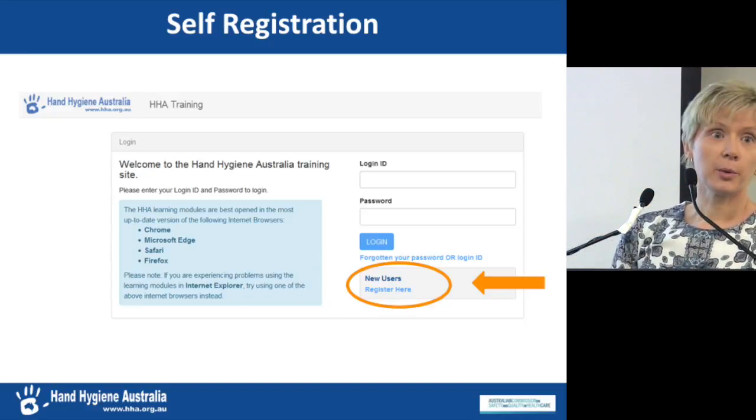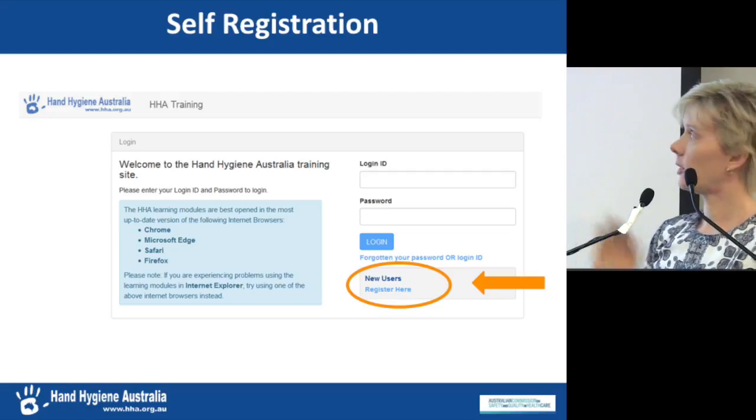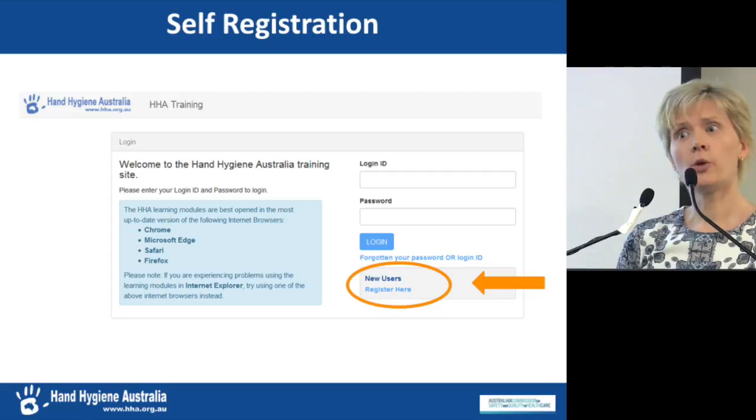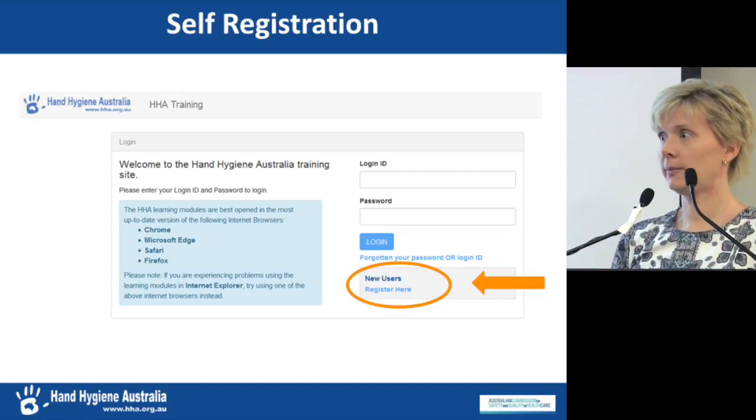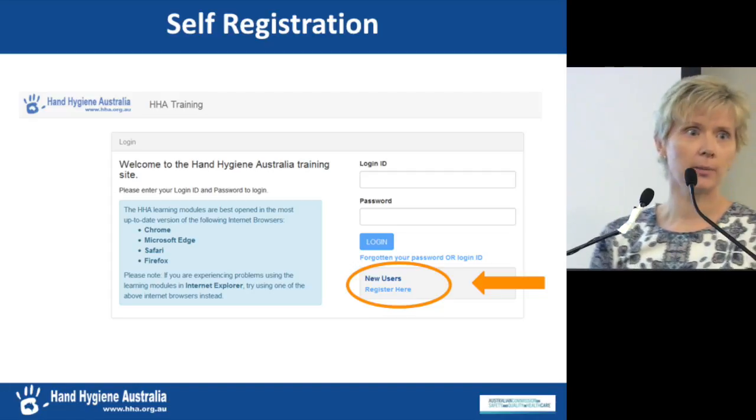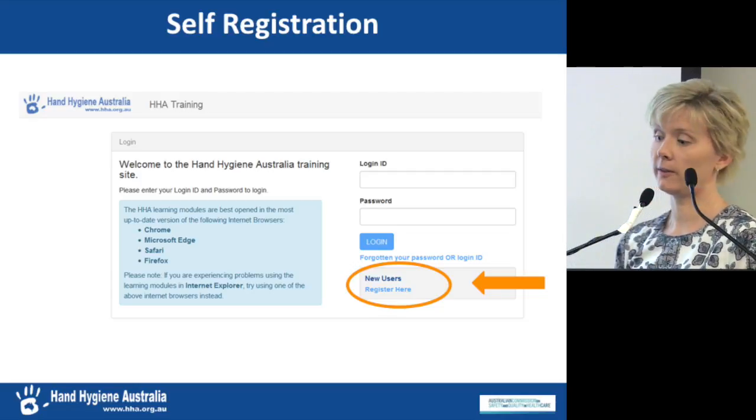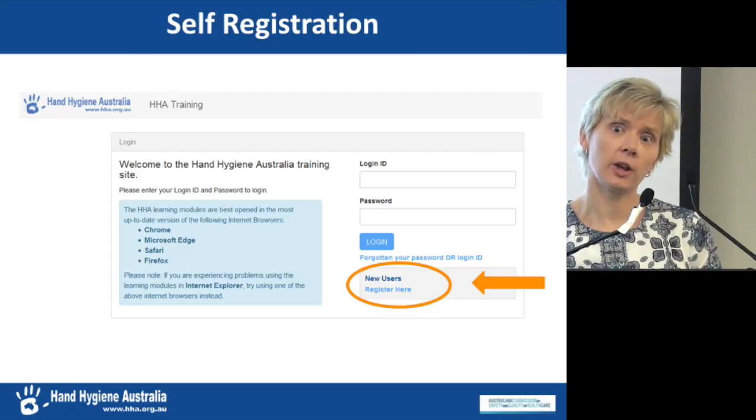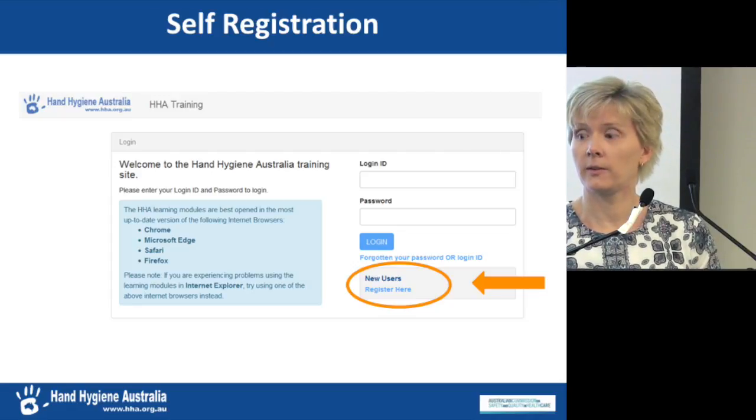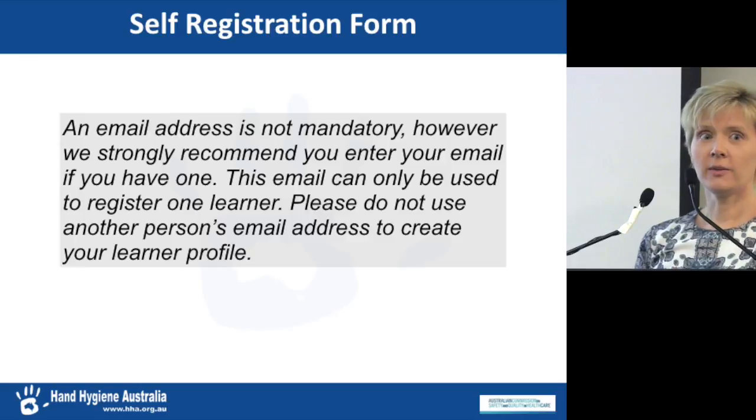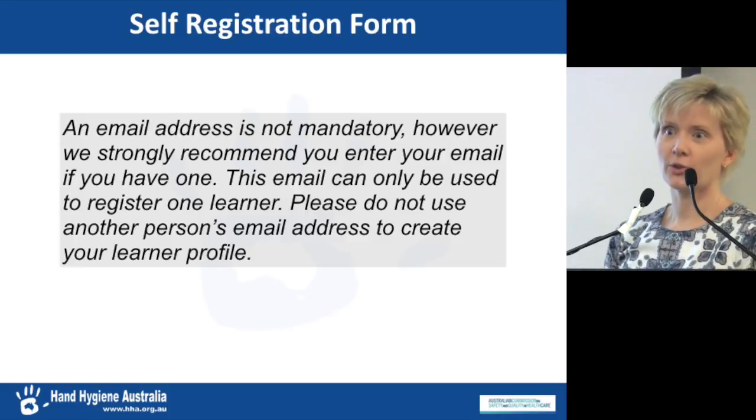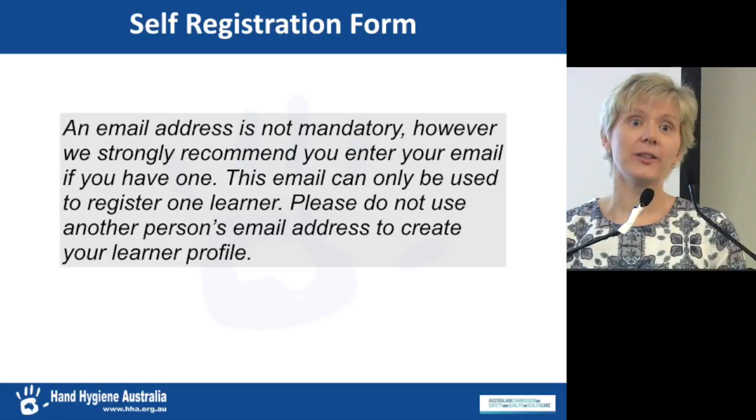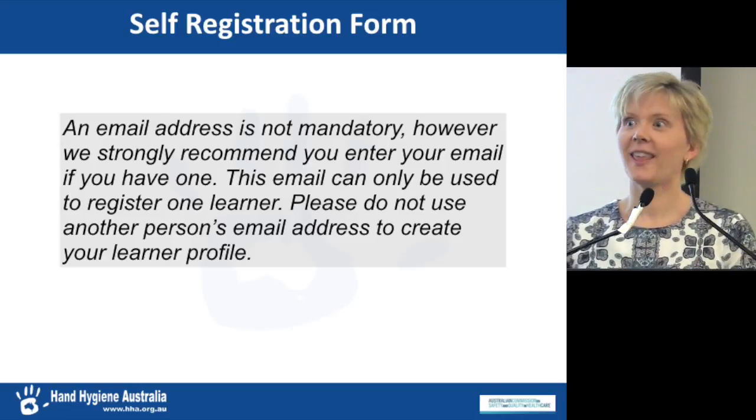So when you're directing people to use the system for the first time, you need to direct them to registering here for new users. There is a self-registration form with some mandatory content that they need to fill in. So they need to fill in their name, an employee number, and an organisation if it's within the system. An email address is not mandatory, and that's because we know there's lots of healthcare workers that don't have an email address. So as much as it's not mandatory, if you have an email address, we strongly encourage that you put it in. Okay? Please don't use someone else's email address, because then they won't be able to register in the system.